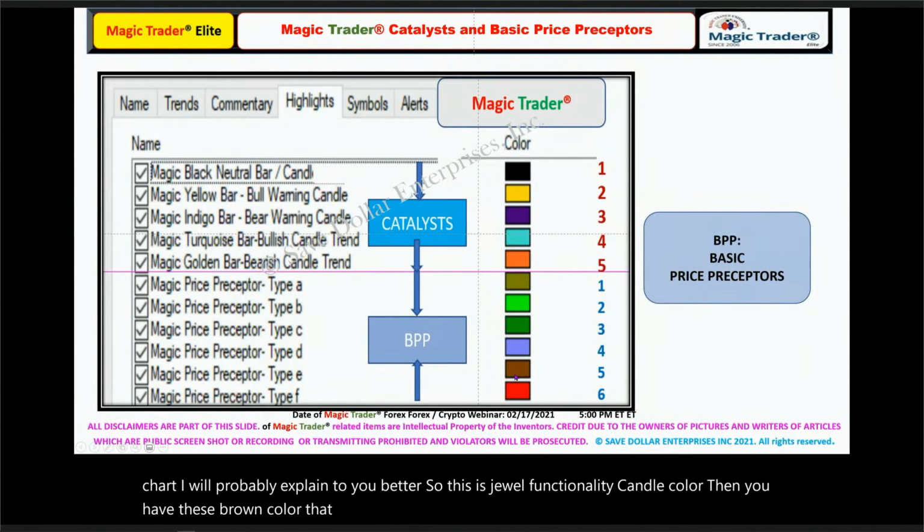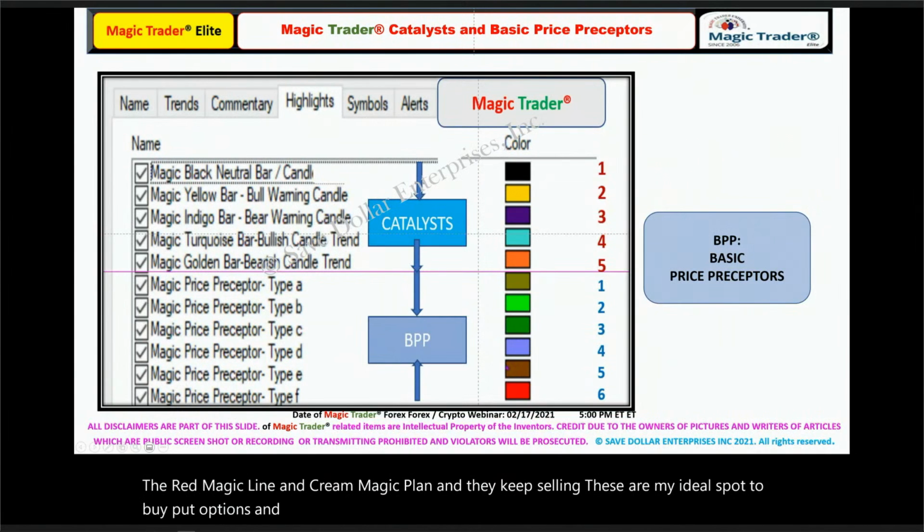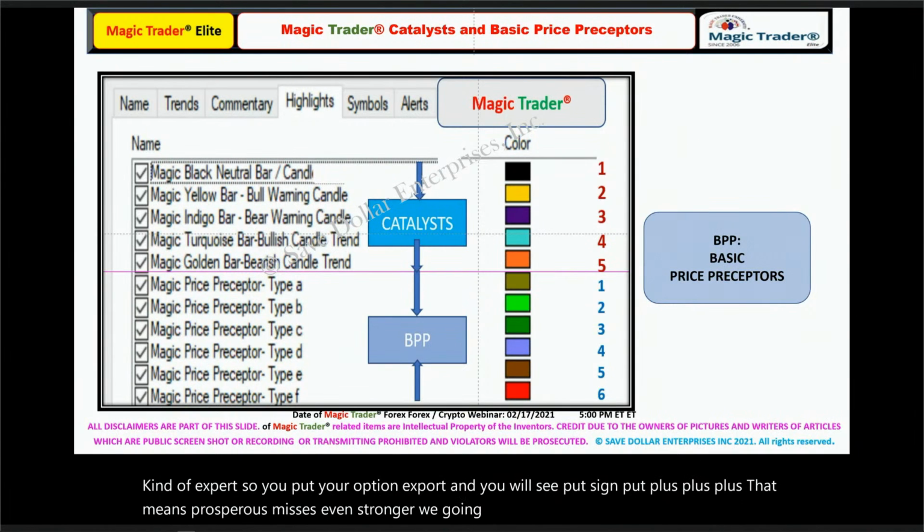That means big institutions start selling. And usually this is below the red magic line and green magic line, and they keep selling. These are my ideal spots to buy put options, and the software does have a dual kind of expert. So you put your option expert and you will see put sign, put plus, put plus plus. Plus plus means it's even stronger. We're going down. So you have to look for those things, and you could scan them too.